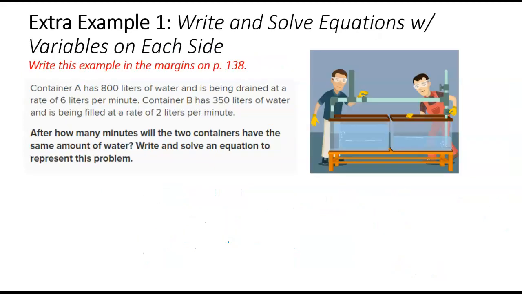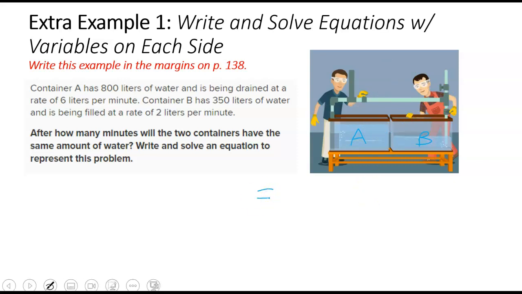Let's look at another example. Container A has 800 liters of liquid and is being drained at a rate of 6 liters per minute. Container B has 350 liters of water and is being filled at a rate of 2 liters per minute. After how many minutes will the two containers have the same amount? So when are A and B going to be equal?